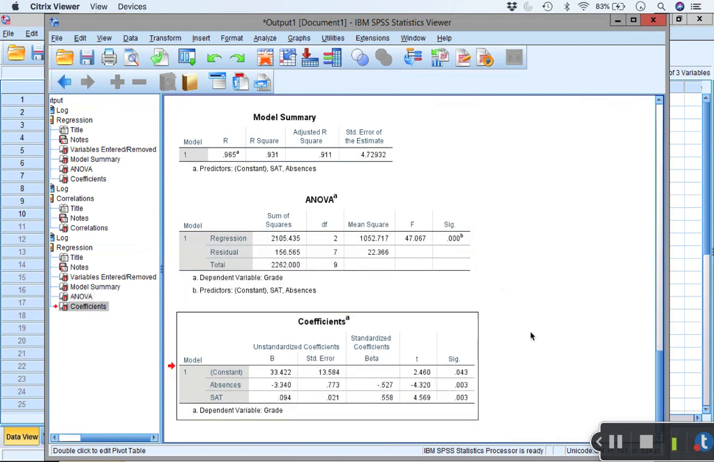So the really interesting table, though, that we want to pay attention to again is this coefficients box, the very last one here. So here we still have our unstandardized coefficients.